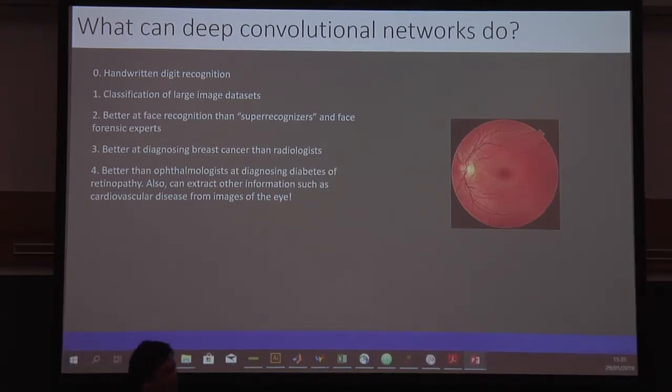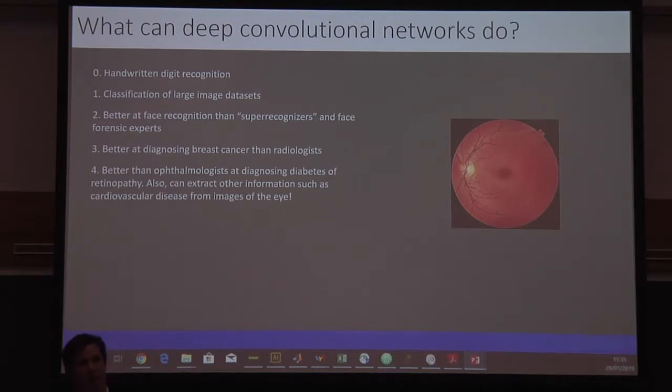So you're looking at the back of the eye, essentially. And from these images, ophthalmologists can diagnose a series of diseases. One of them is diabetic retinopathy. And then again, machines can do this extremely well, at the level of expert clinicians.